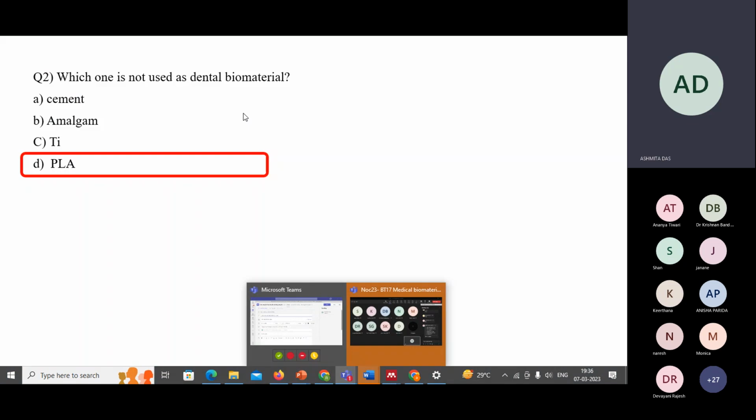Okay. So titanium is basically used to give support to your teeth. Usually titanium is very lightweight, but also it has good compatibility with the bones. So titanium is basically used to provide support to the dental system, to the teeth.